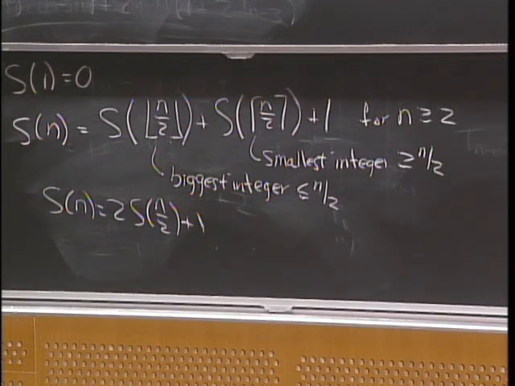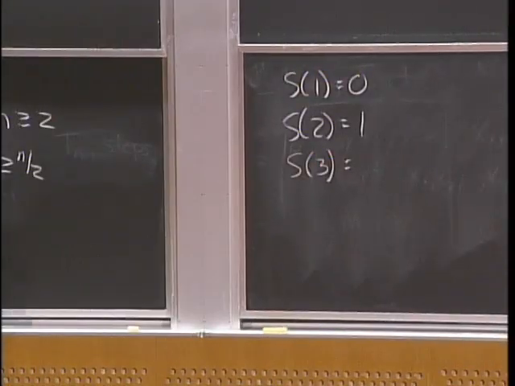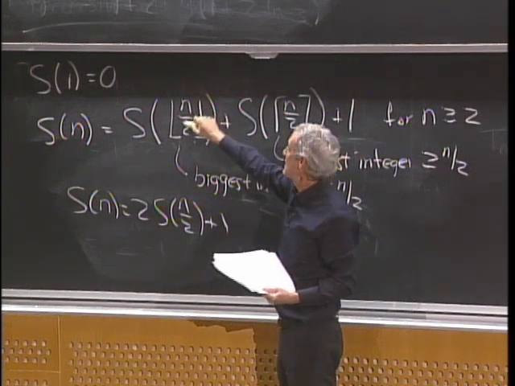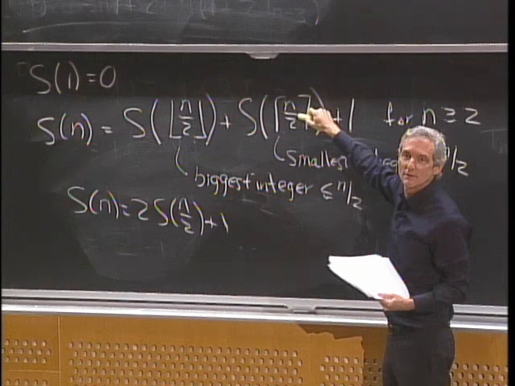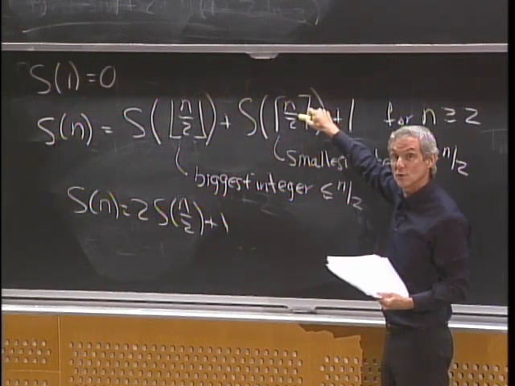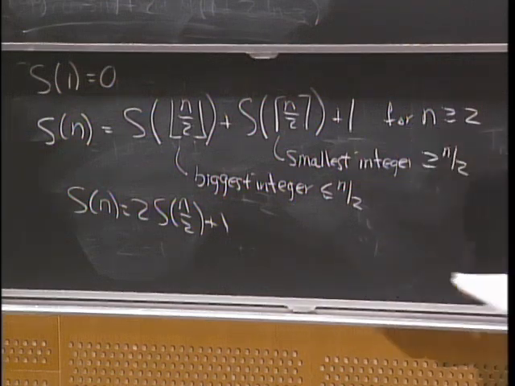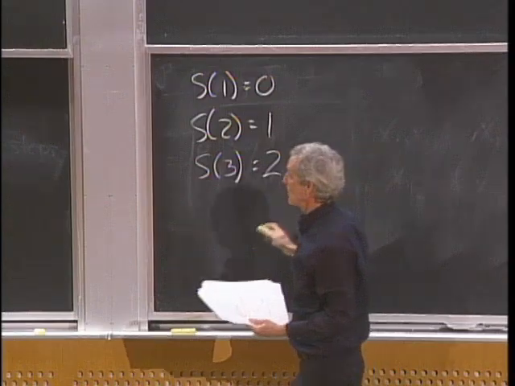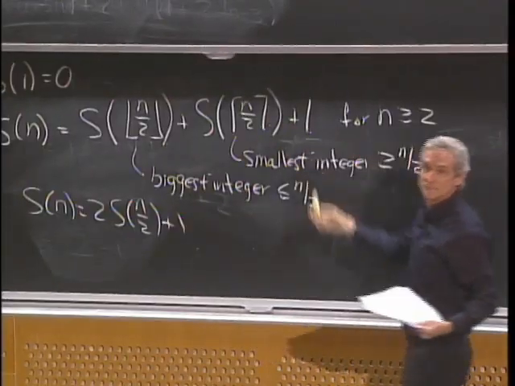What's S of 3? Yikes. All right. 3 over 2 is 1.5. What's the floor of 1.5? 1. S of 1 is 0. That's gone. What's the ceiling of 1.5? 2. S of 2 is 1, plus 1. What's the answer for S of 3? 2, right? Because I've got 0, 1, and 1.